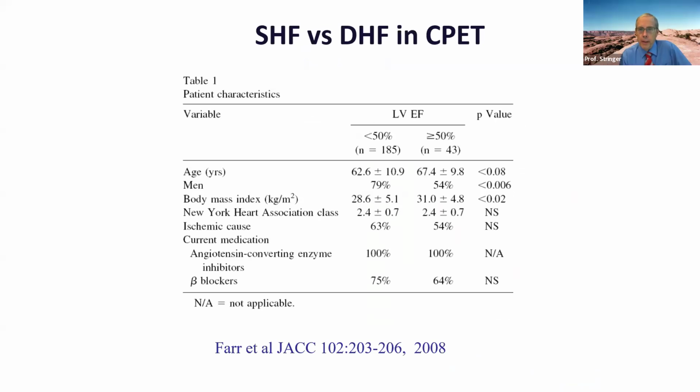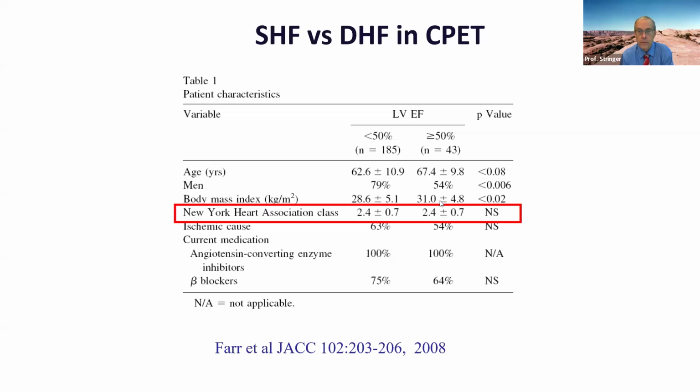So what about CPET and ejection fractions? So this is people below and above 50% in this publication. You can see the New York Heart Association isn't any different in these low and high ejection fraction patients. So that's not going to separate you. Most of them are on goal-directed therapy and could have beta blockers and ACEs these days.